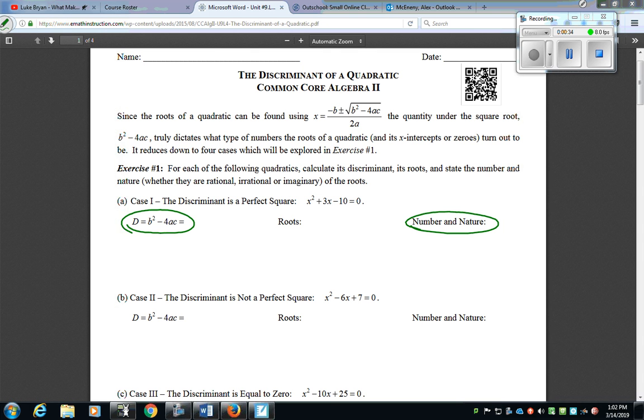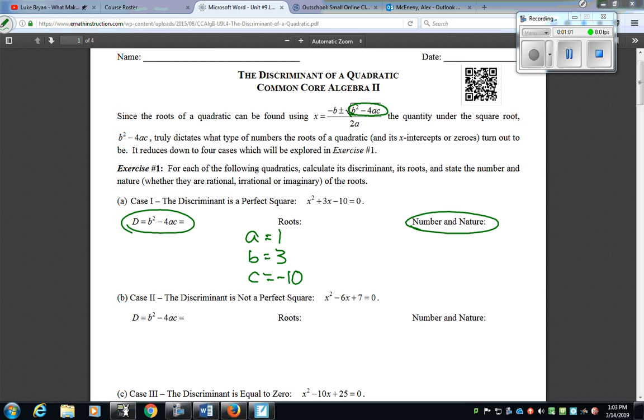So the first one, the discriminant is a perfect square. What that means is that the discriminant is under the square root, and if you have a perfect square under that square root, then the answer you're going to get out is going to be a whole number. So what you want to do is write down what the numbers represent. A is 1, B is 3, and C is negative 10. And then you want to plug it into that part of the quadratic formula.